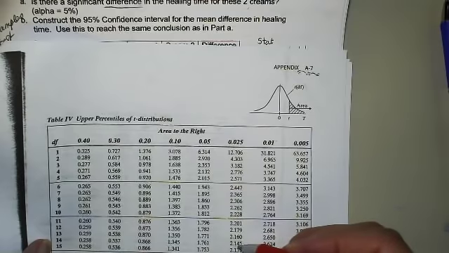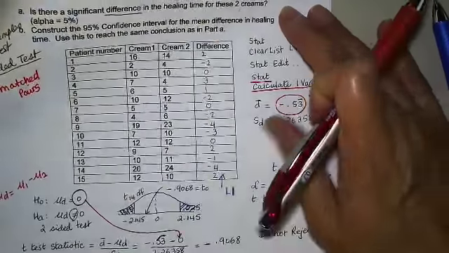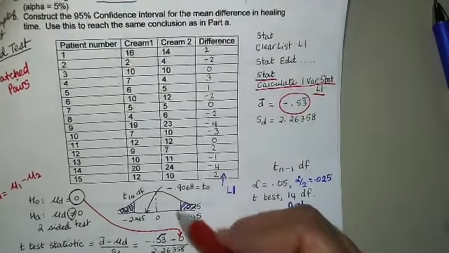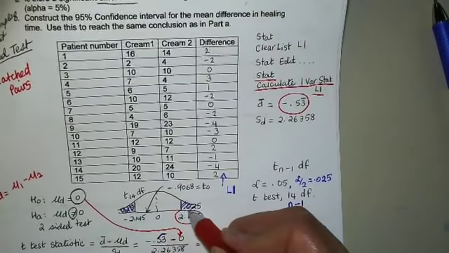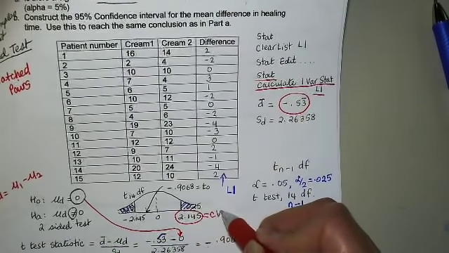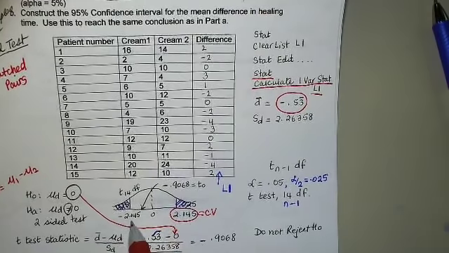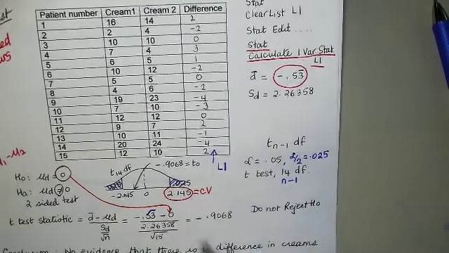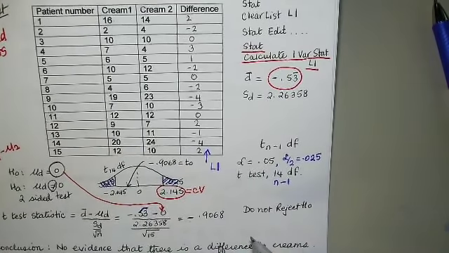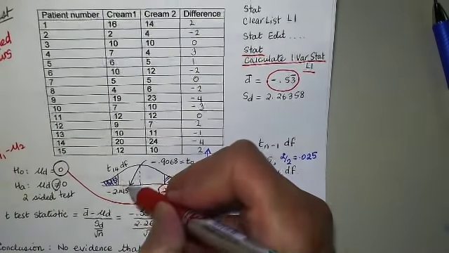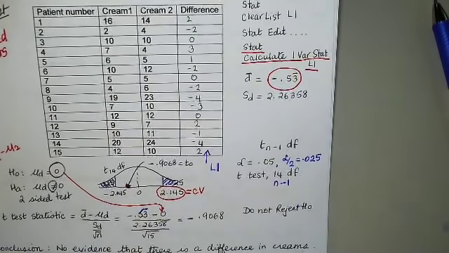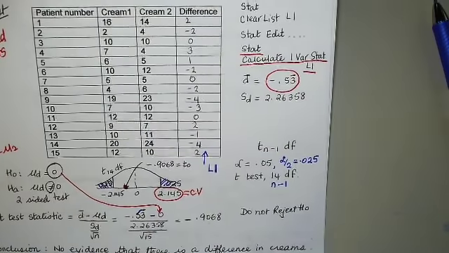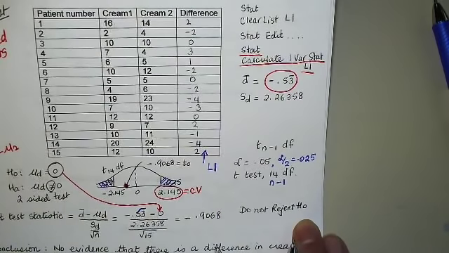T-table with 14 degrees of freedom and 2.5 in one tail. So let's go to the 0.25 column. And 14 degrees of freedom, I see 2.145 right here. That's my critical value. That's where I'm getting this number, and its negation, which is minus 2.145.